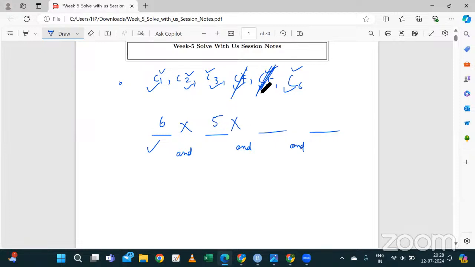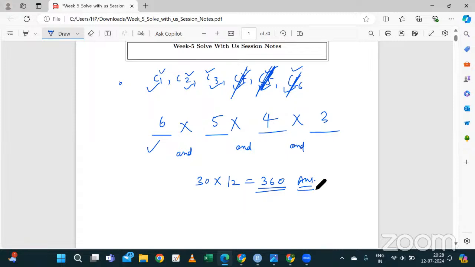Suppose he has used this car. Then what is the remaining option? 4: 1, 2, 3, 4. Suppose he has used this car. Then what is the remaining option? 3. So you have to just simply multiply. So it will be 30 into 12. That is 360.